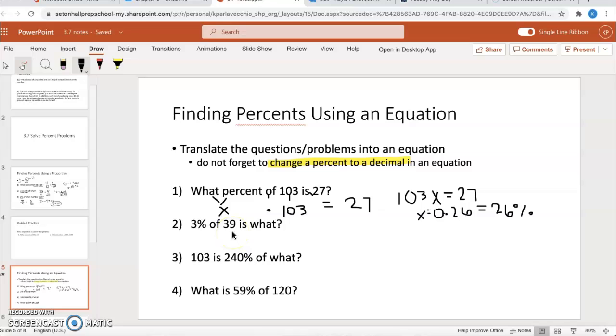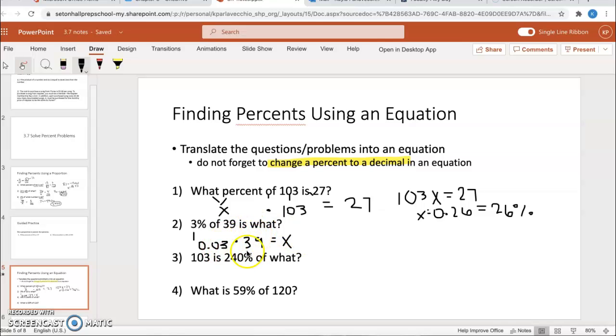For the next example, I gave you the percent, but we have to change it to a decimal. So to change a percent to a decimal, we have to move the decimal point over once, twice to the left. So our 3% is going to turn into 0.03. Of means to multiply. 39 stays as it is. Is means equals. And what? I don't know what that what is, so my variable goes there.